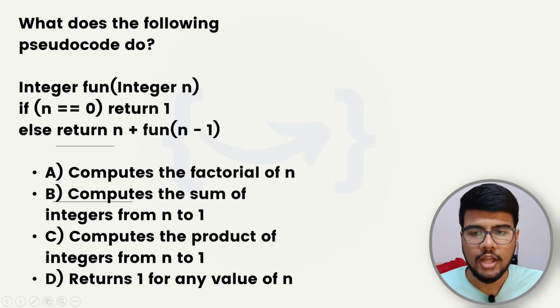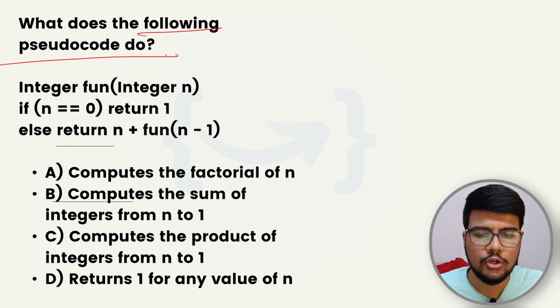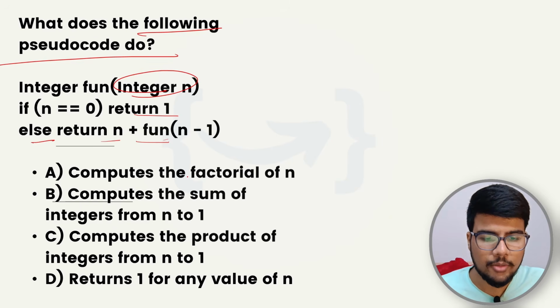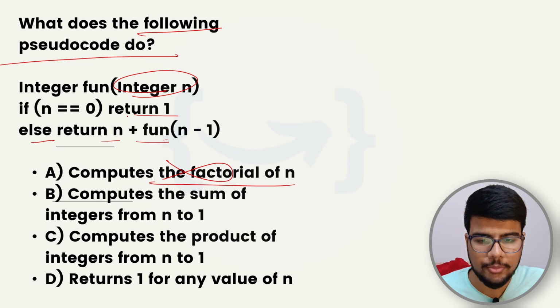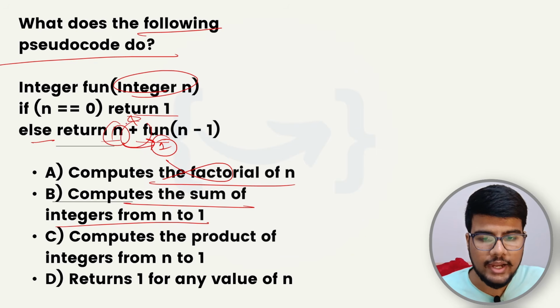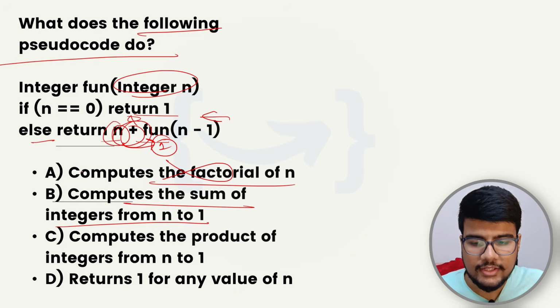So bingo. Now, what does the following pseudocode do? Integer n will be given to you, and if n equals 0, return 1, else return n plus f of n minus 1. Great. Compute the factorial of n? No, it is not computing that because it should be a star or asterisk here. Compute the sum of integers from n to 1. N to 1. Does it make sense? Yes, we are going n to 1, and here is plus, and we are decrementing each number by 1. So yes, I guess option B is right.